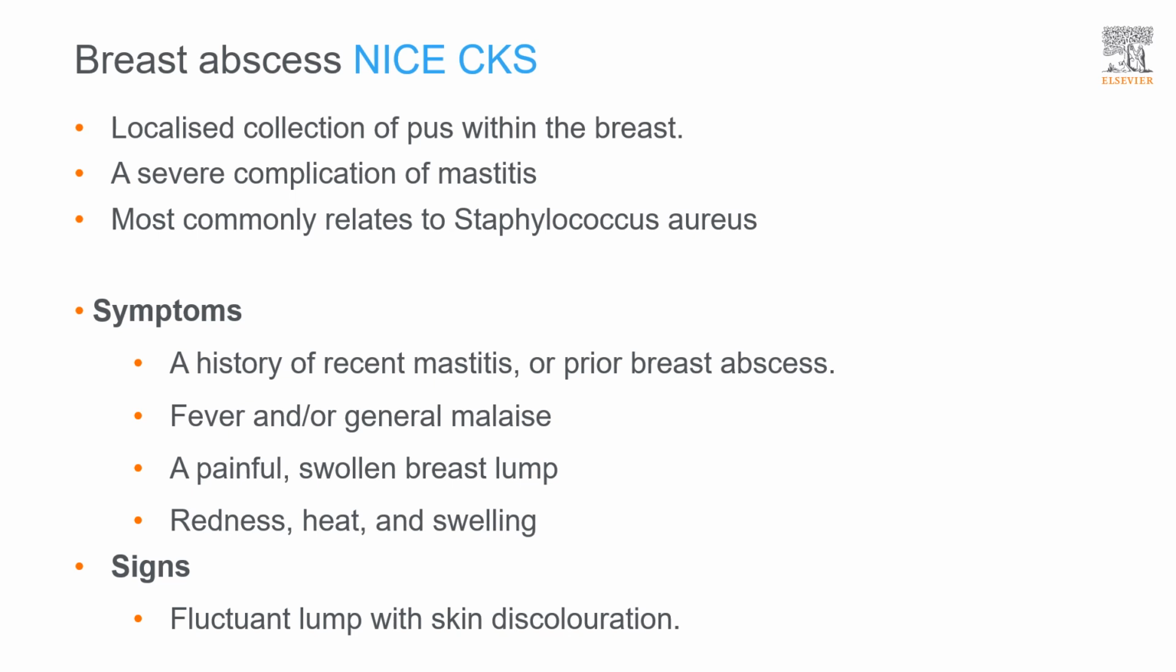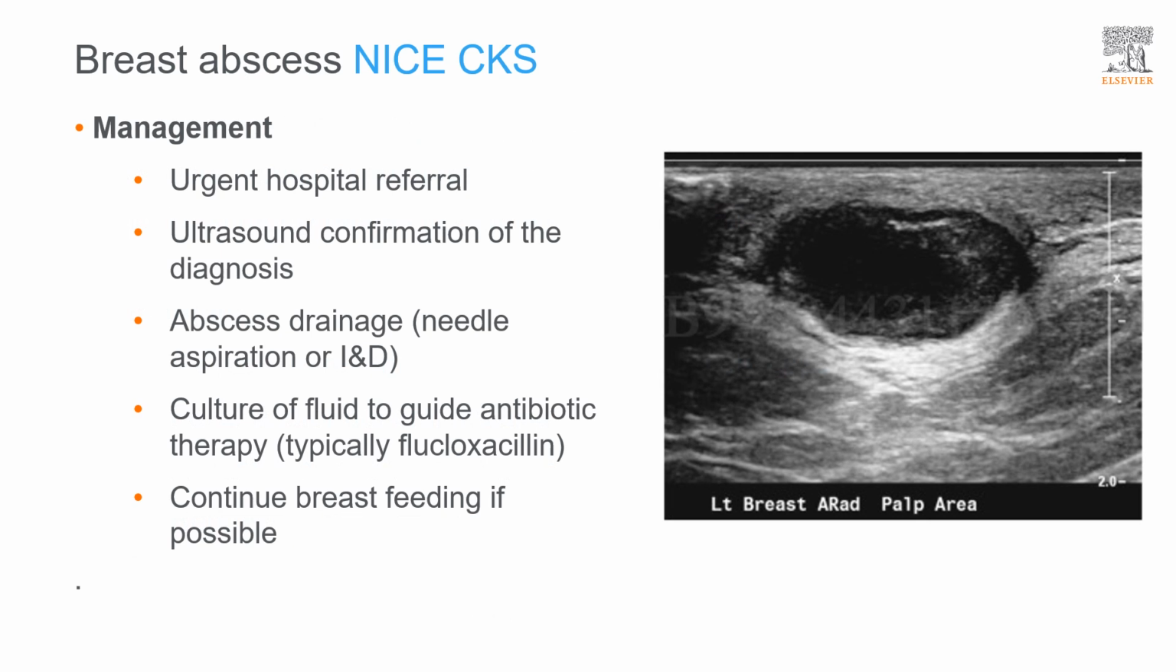Symptoms of a breast abscess include a history of recent mastitis or previous breast abscess, fever and general malaise, a painful swollen breast lump, and breast redness, heat and swelling. On examination, there may be a fluctuant lump with overlying skin discoloration. Breast abscesses are diagnosed on ultrasound, which will show irregular hyperechoic lesions with potentially inflammatory lymphadenopathy, as seen in this image.